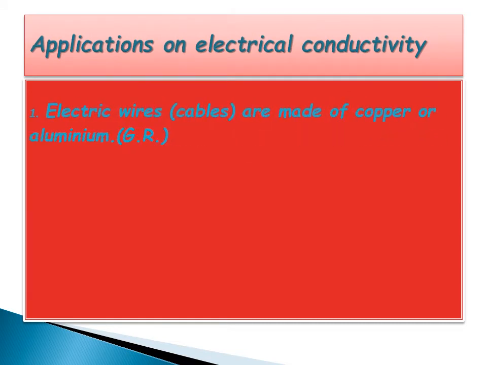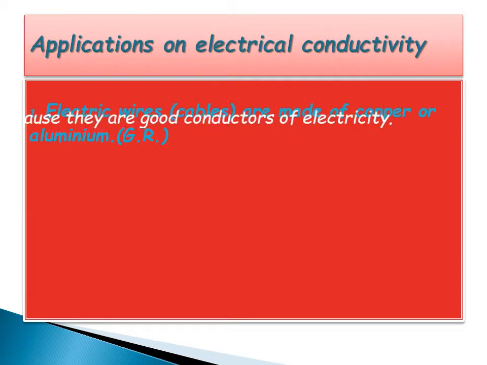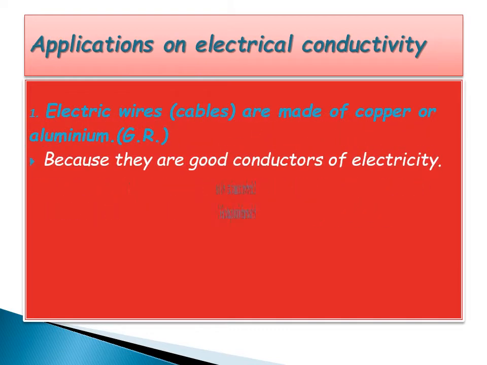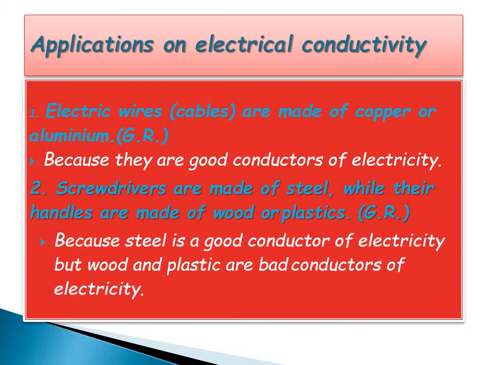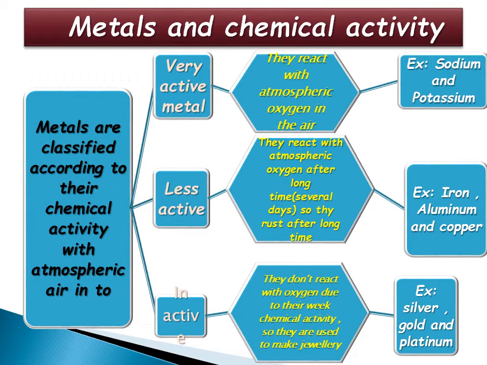So electric wires are made of copper or aluminum because they are good conductors of electricity. Screwdrivers are made of steel, while their handles are made of wood or plastic because steel is a good conductor of electricity, but wood and plastic are bad conductors.